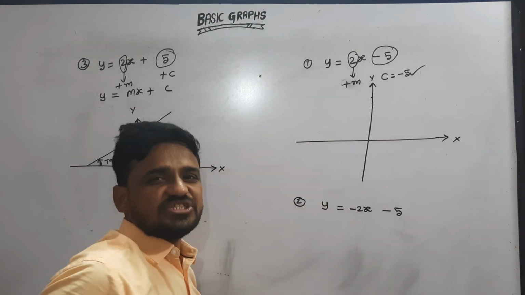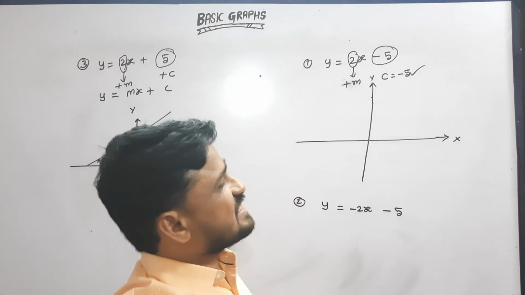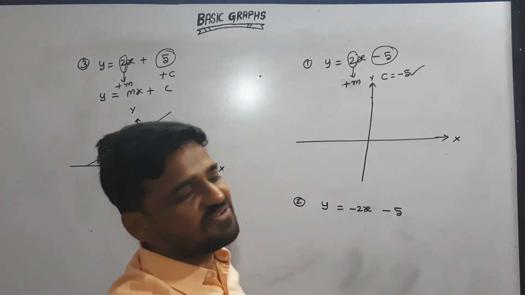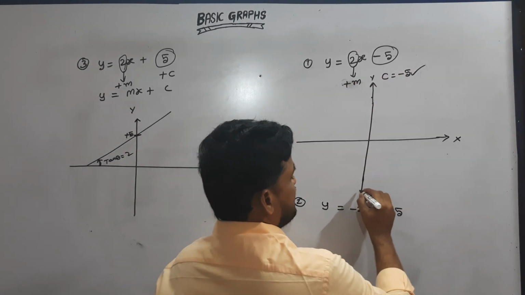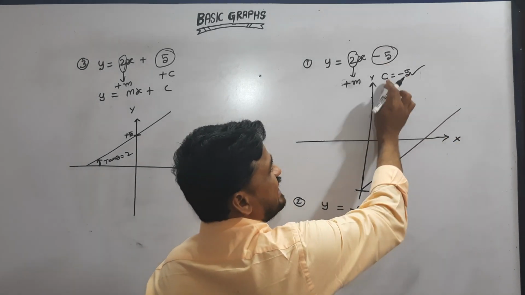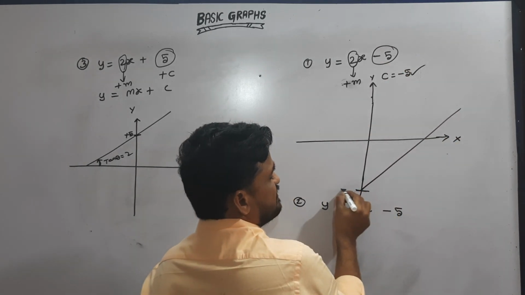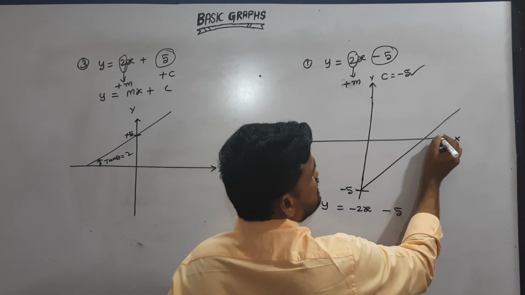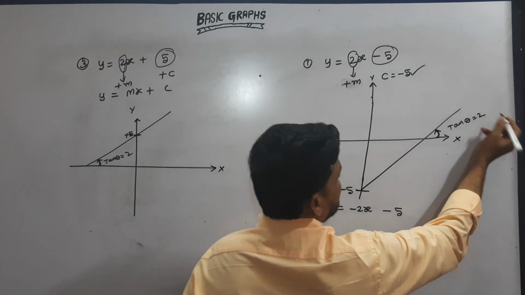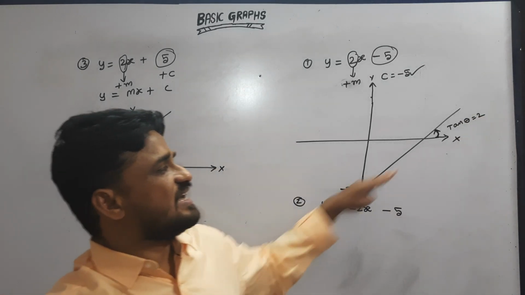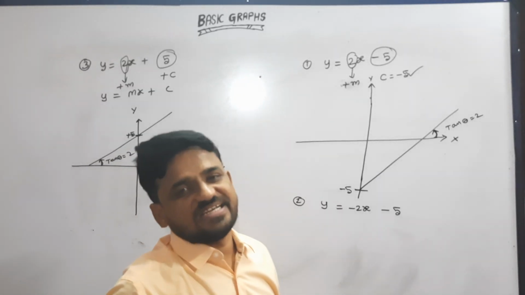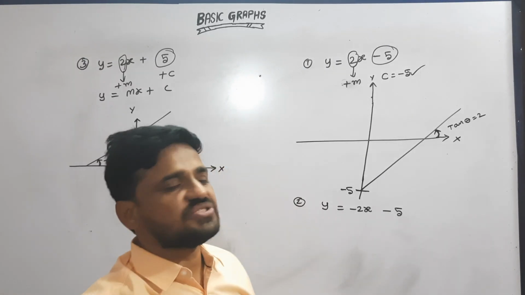Here the slope of the line is positive, but it intersects the negative y-axis. The graph is like this. So the graph intersects the negative y-axis at minus 5, but the slope of the graph is positive. Here tan theta equal to 2. The angle made by the line with the positive x-axis is less than 90 degrees, which means the slope is positive.